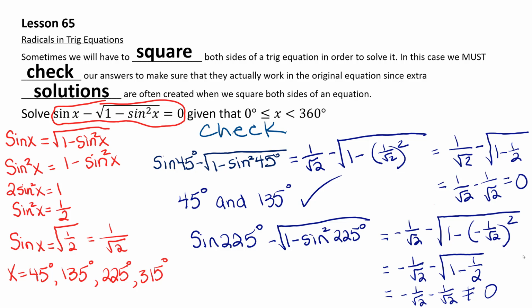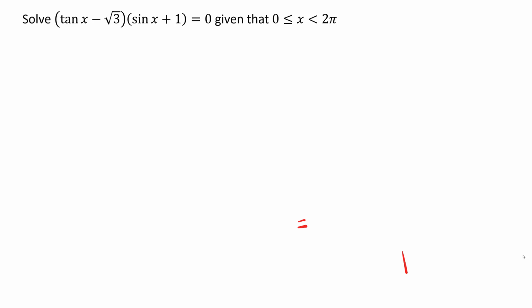So what's happening here is that in the quadrants where sine is negative, 225 and 315, this doesn't work because it will give us a negative and then minus a positive. So it's going to give us a negative answer. It's not going to give us 0. So always check when you square both sides of an equation. You have to check your solutions in the original equation to make sure they work. So 225 and 315 do not work. They are not solutions.